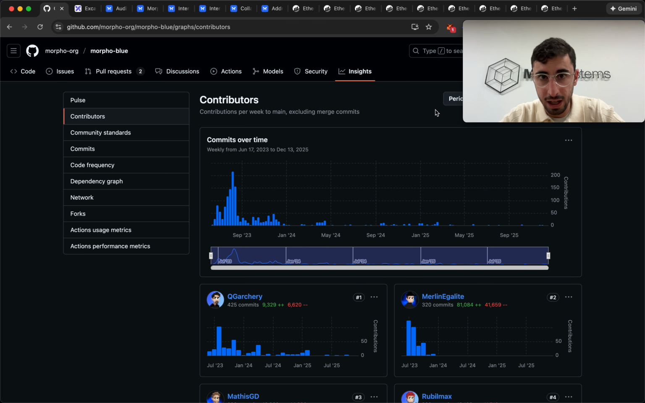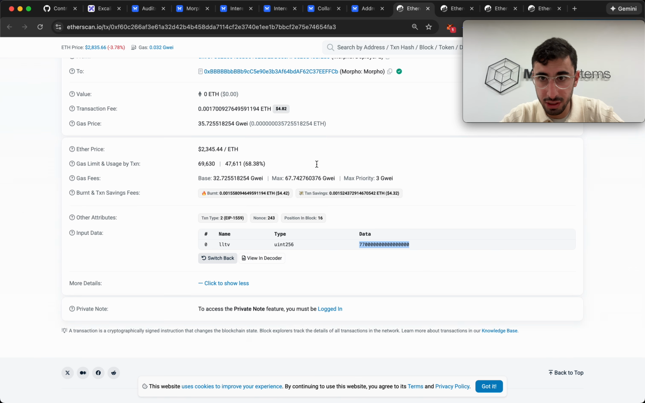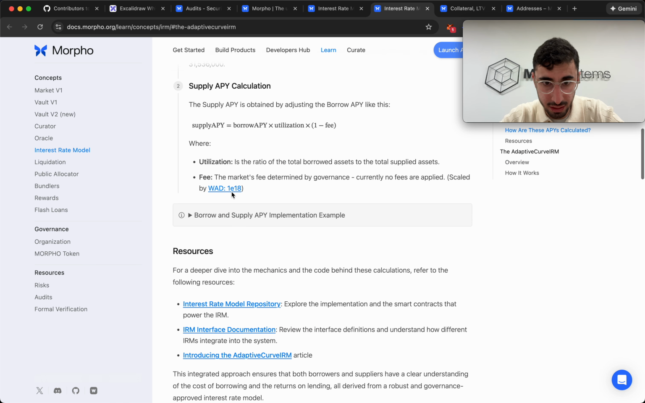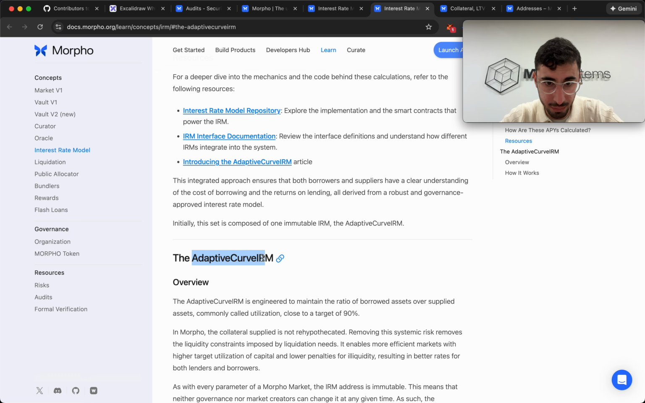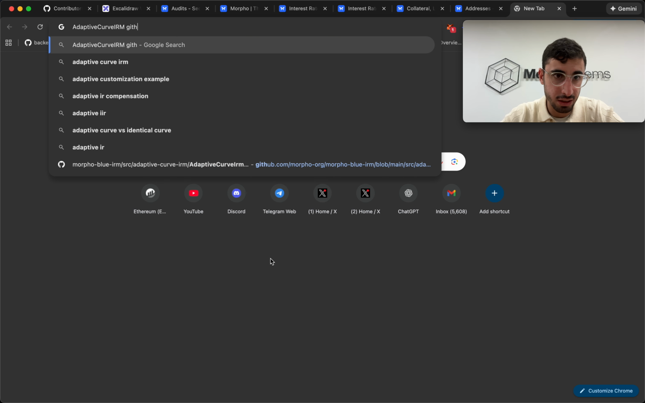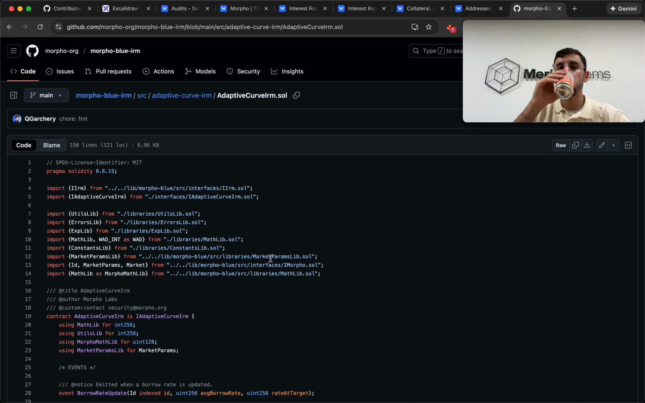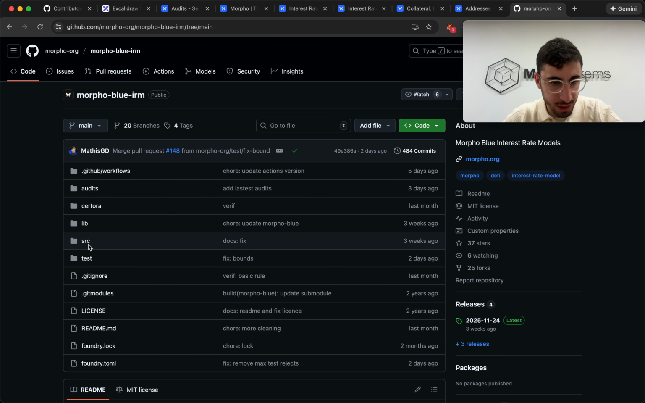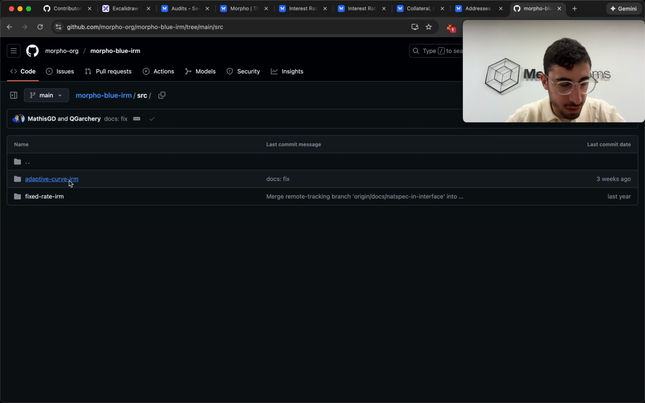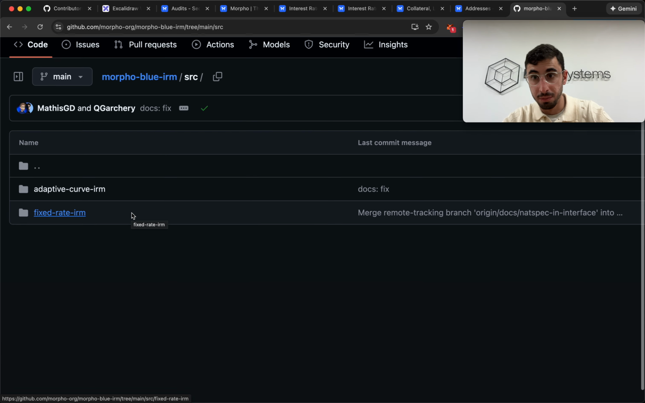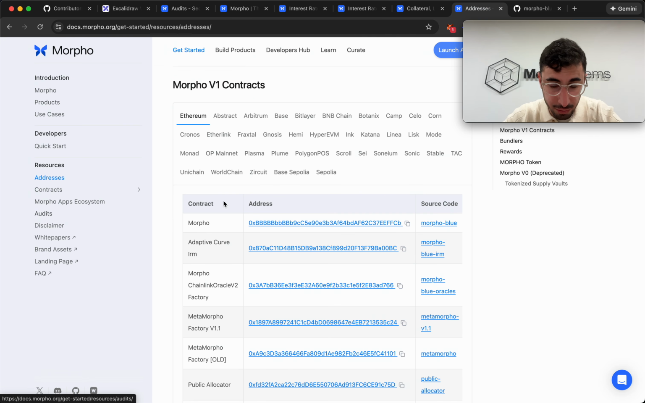So if we look at, let's close these. If we look at, what is it called again? Adaptive curve, GitHub, Morpho Blue. So they have an interest rate model repository. And inside there, you have the adaptive curve. They also implemented the fixed rate, but that never got approved by governance.